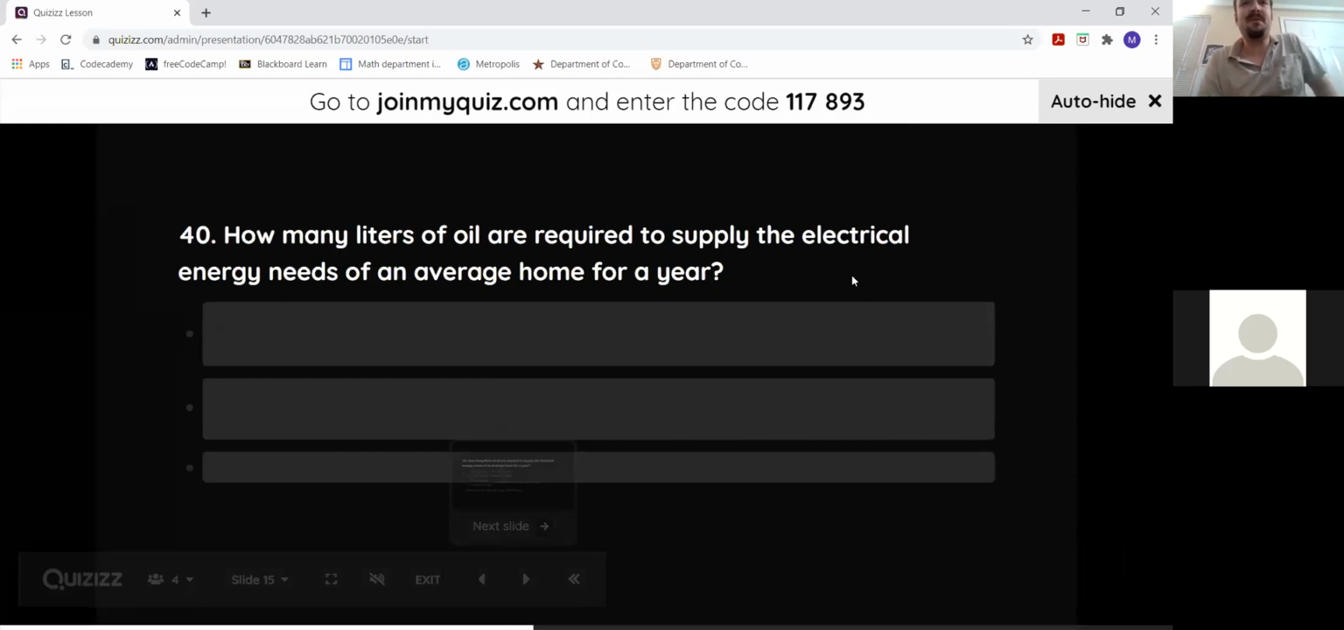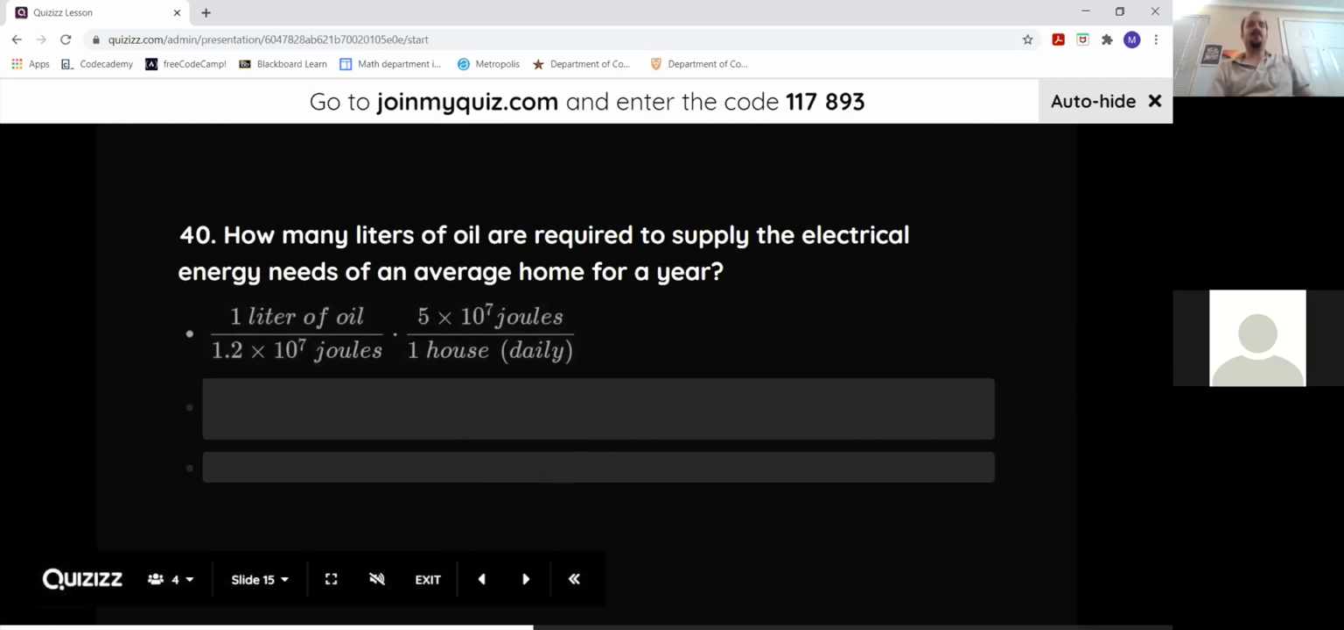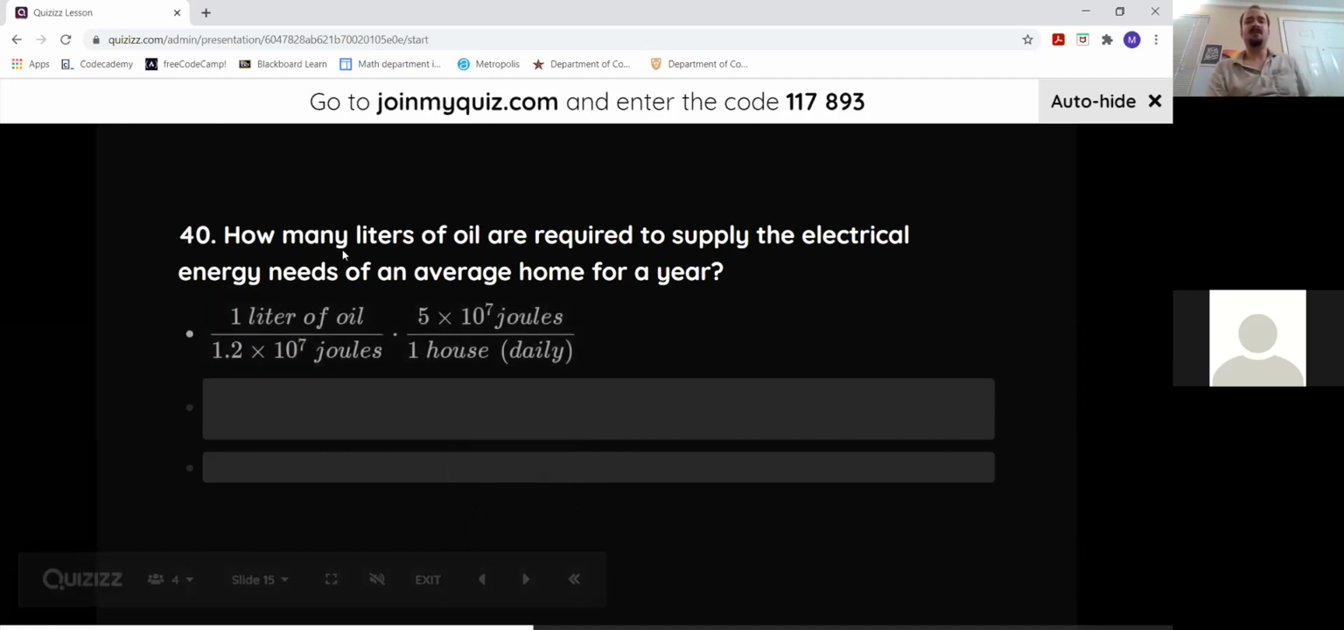So how many liters of oil for a home for a year? So 1 liter of oil gives me 1.2 times 10 to the 7th. This is the way you should have probably set it up.